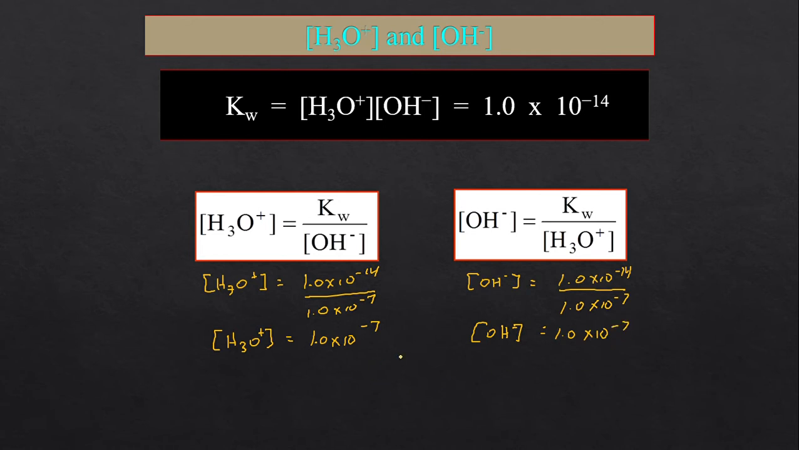Parang hirap i-handle ng gantong number, no? Kasi ang haba masyado. So, ang ginawa nila dyan is they look for, para medyo maging manageable naman yung number na yan, they use logarithm. And that is by getting the negative logarithm of 1.0 times 10 to the negative 7.